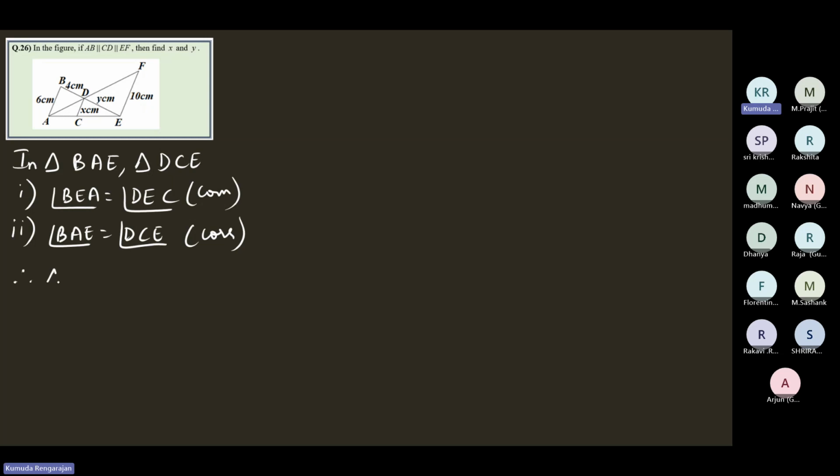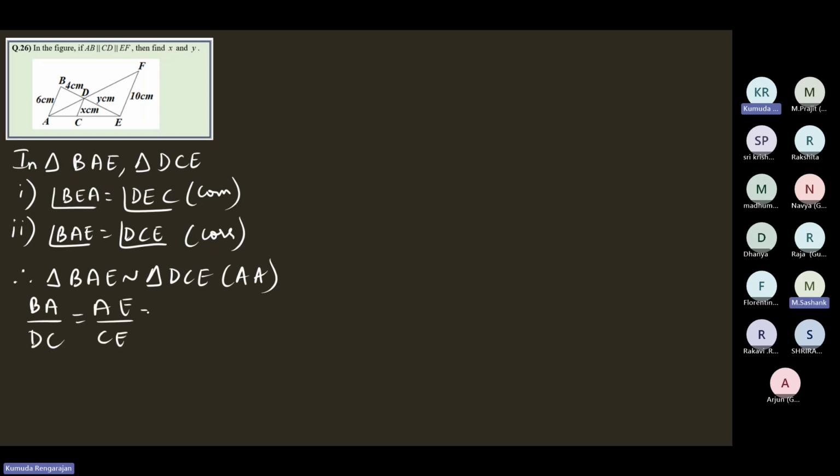So therefore, triangle BAE is similar to triangle DCE by AA similarity. Now, once the triangles are similar, the corresponding sides are proportional. So we have BA by DC is equal to AE by CE is equal to BE by DE. Similar triangles, corresponding sides are proportional.